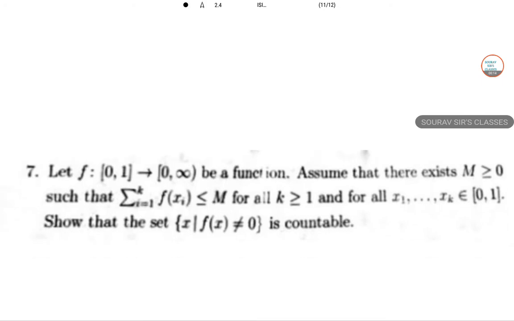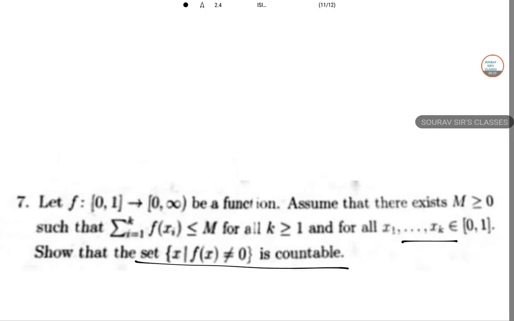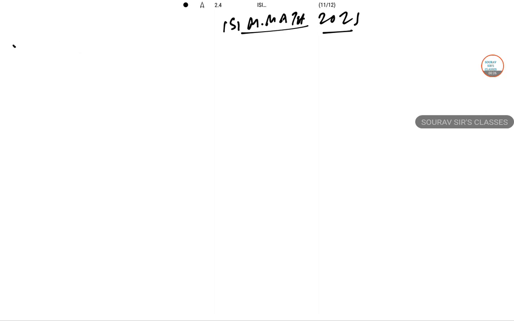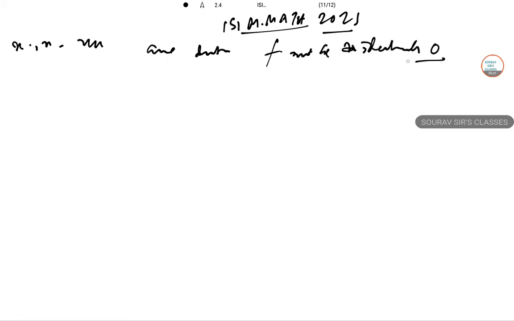Assume that there exists m greater than or equal to 0 such that the sum of f(x) is at most m, over x in 0 to 1. We need to show that the support is a countable set. So let us presume that x1, x2, ..., xk in the statement of the problem are distinct. Otherwise f must be identically zero.